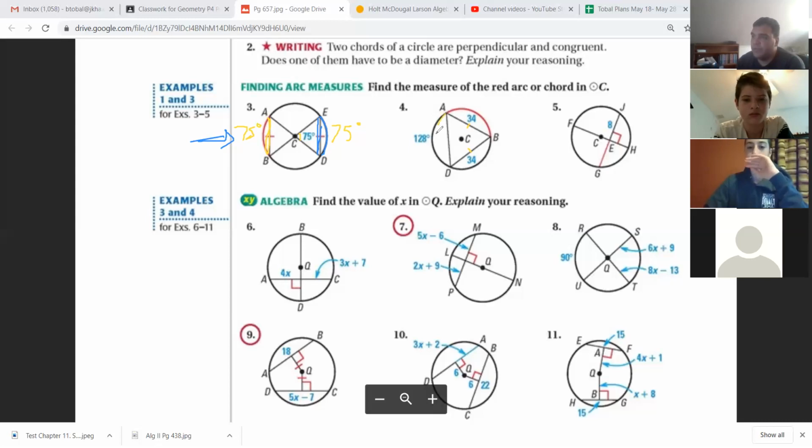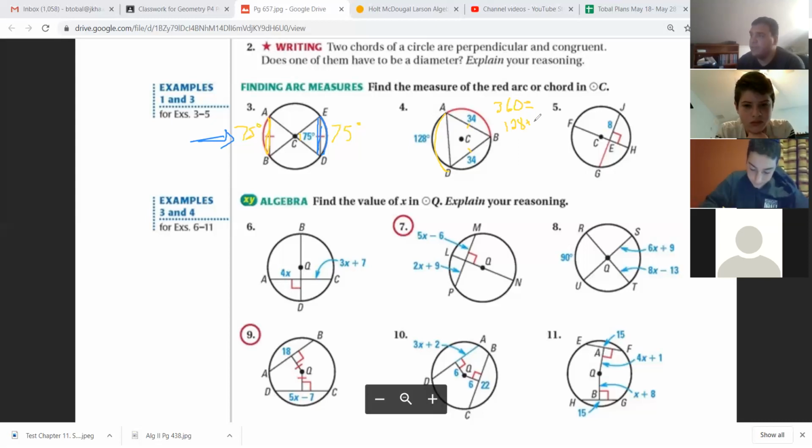Also, we know this arc is 128. The issue is I don't know what BD is. I don't know what ADB is. So I need to figure that out. But I do know a full circle is 360. So I could do 360 equals this part AD, so that's 128, plus AB plus DB. Now DB and AB are the same length because they both have a chord of 34.